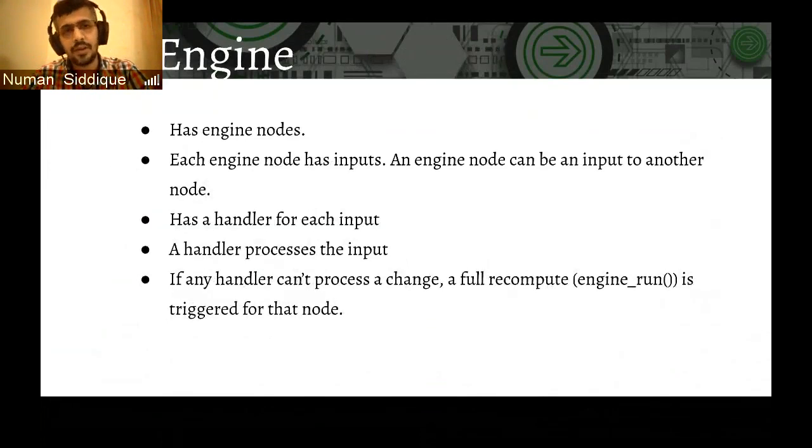Before going further, a little bit about incremental processing. Incremental processing has engine nodes. Each engine node has inputs, and an input could be a database change, and each engine node can be an input to another engine. Each input to the engine has a handler, and a handler processes these inputs. If the handler cannot process the input changes, it would fall back to a full recompute.